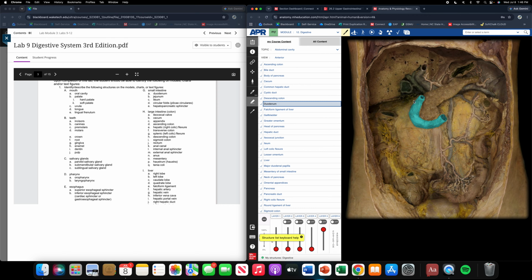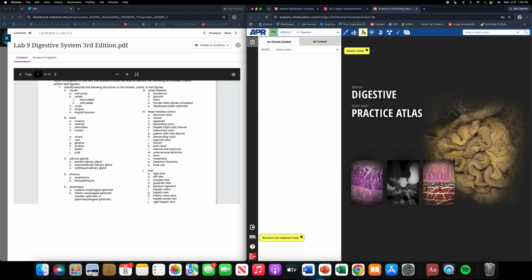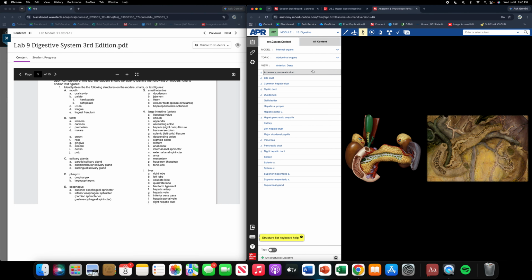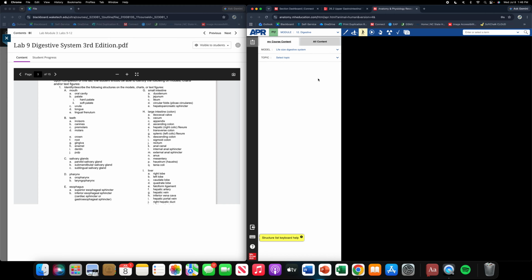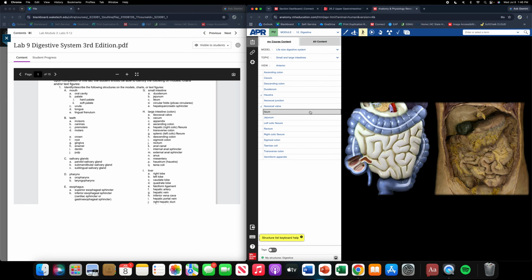From the duodenum, we move into the jejunum. Let's see if it will allow me to highlight the jejunum. I don't think this one does, but if we go into our practice atlas, let me see. There we go. We have the duodenum, the jejunum, and then the ileum. And so this is an image that I could use to ask you about those three different parts of the small intestine.